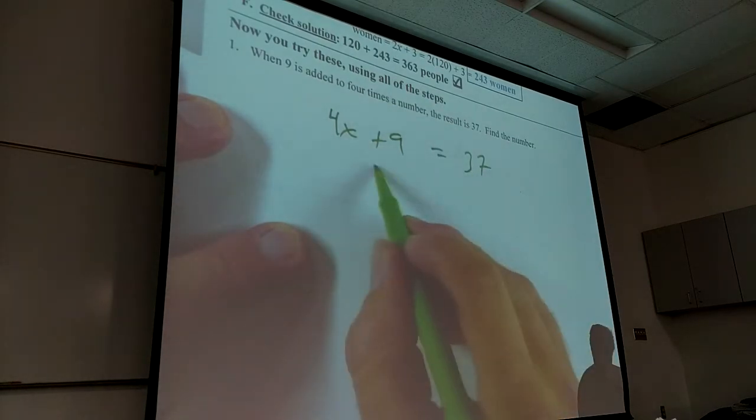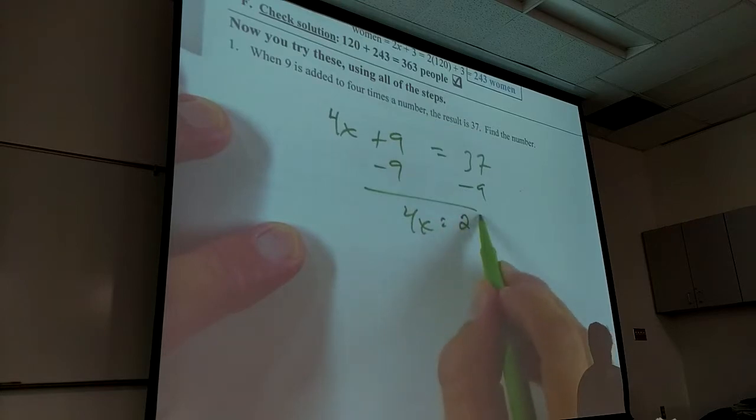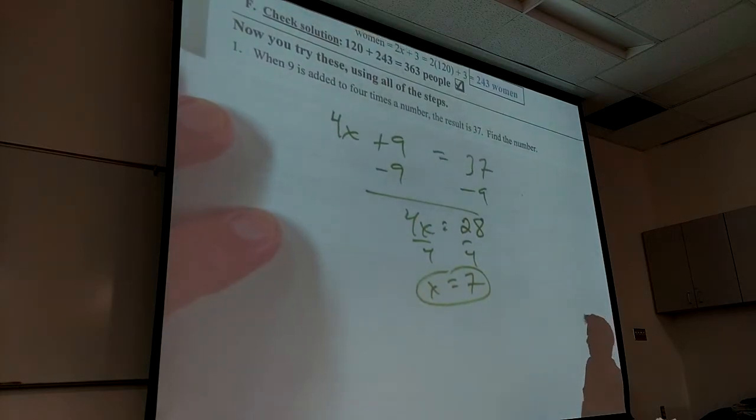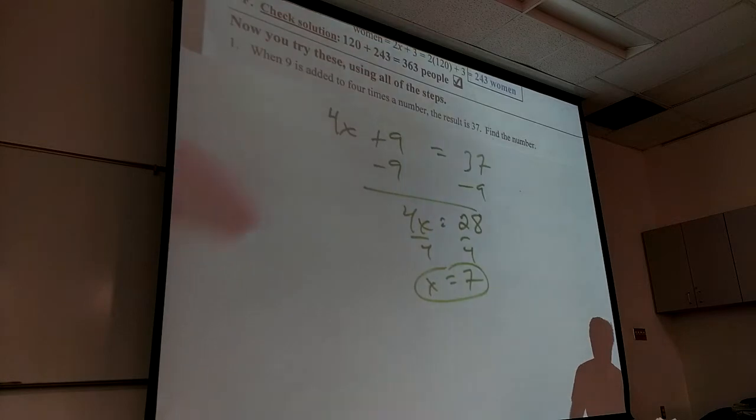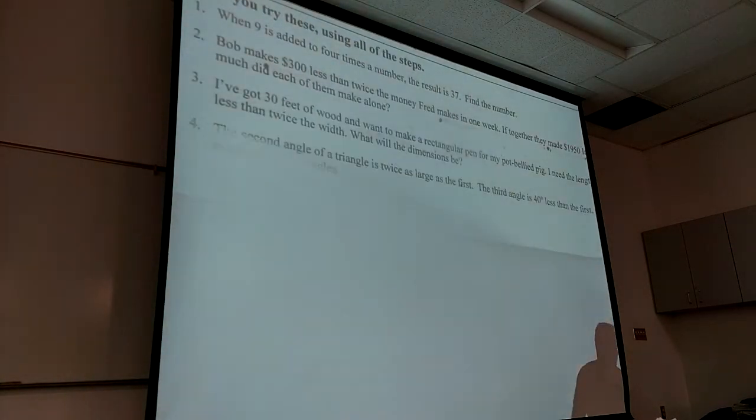So then I'm going to subtract 9, 4x equals 20. Divide by 4, x is 7. I like that. All right. So what about number 2?